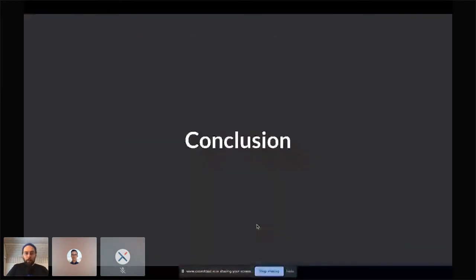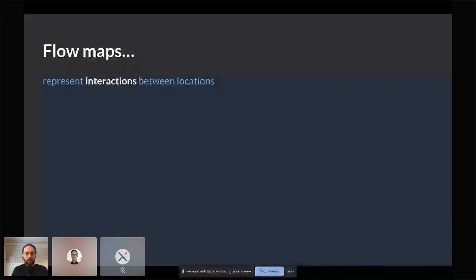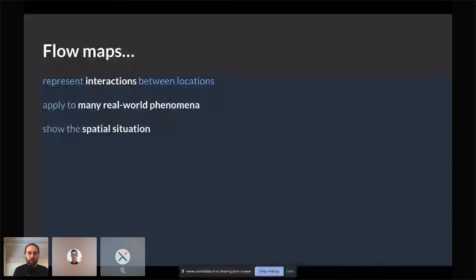So we are almost at the very end. To summarize: flow maps represent interactions between locations. So they are showing locations and interactions between pairs of locations. There are many real-world phenomena which can be described in this model. And flow maps are inherently geographic. That's why they are a good representation of the spatial situation, right? You see well the relative locations, the relative positions of the areas, and you see how far the flows go.